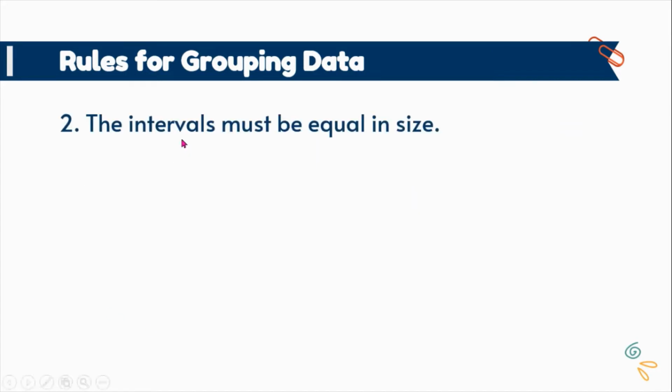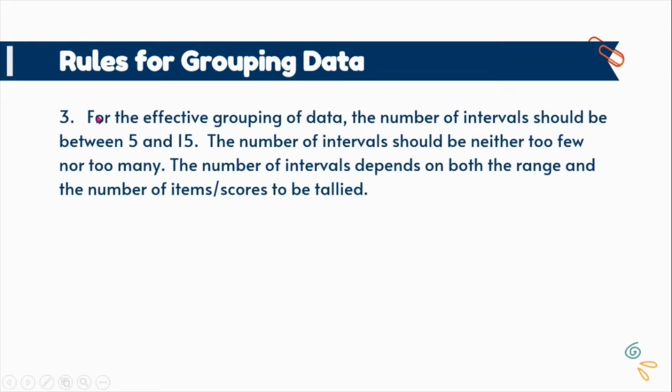Second, the intervals must be equal in size. Let I equal the class size. And for number 3, for effective grouping of data, the number of intervals should be between 5 and 15. The number of intervals should be neither too few nor too many. The number of intervals depends on both the range and the number of items or scores to be tallied.